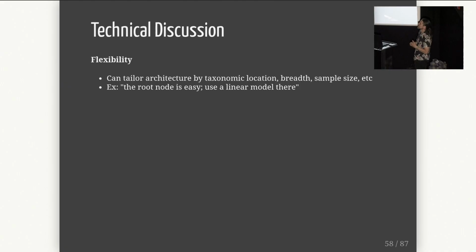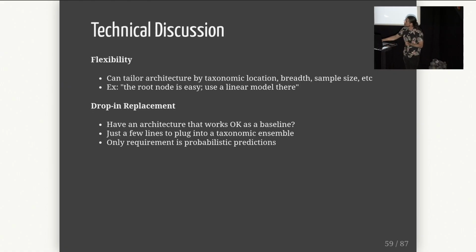Let's say it's known to be a really hard problem to distinguish these particular subspecies in this little branch. We can use something nonlinear there. Maybe at the root it's really easy to tell fish from birds, so we just use a linear model there. And then you can also just drop this in. If you have a baseline model that's just working, just plug it inside this ensemble and see if you get an improvement. Same architecture, same hyperparameters, and just see what happens.